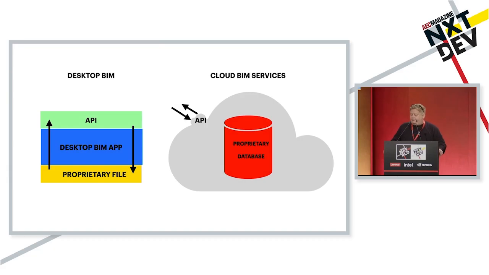So historically, if I wanted to get information, it's in that proprietary file. I'd have to have an API to go through someone's desktop app and then access it. Or I take the proprietary file and hopefully I've got some tools to get into it and do some sort of cool stuff. On the other side, we've got Cloud BIM, which is where we're going next. And in a commercial operation, that's a proprietary database.